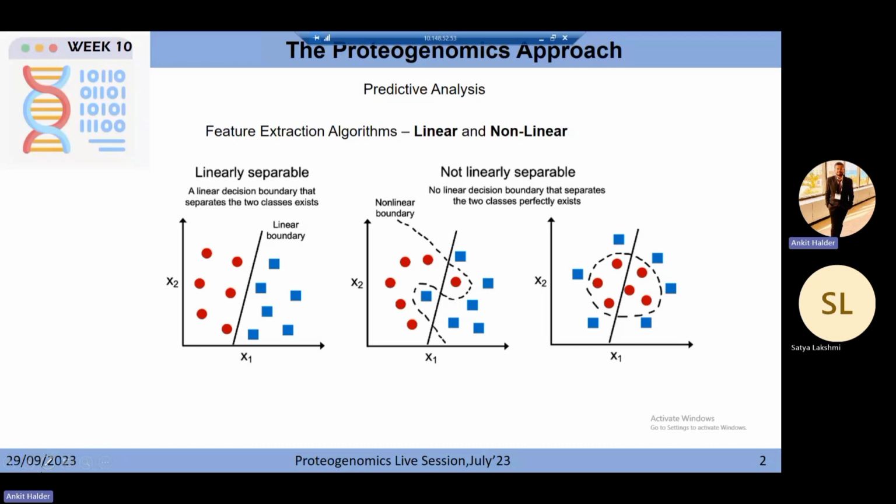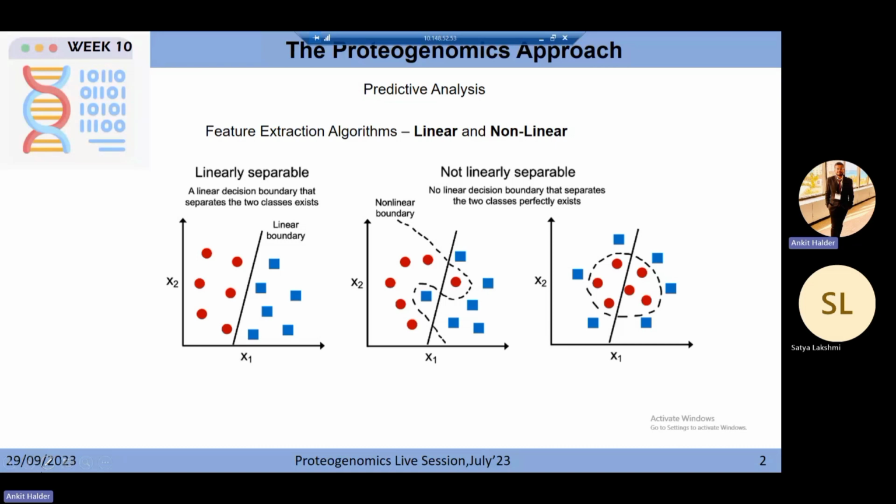So on the basis of all these things, if you want to do a prediction, which features would be able to predict the different classes or different grades of your diseases, or which classes of proteins would be able to predict the different conditions of a particular thing? Here we are trying to do a prediction, so the analysis is known as predictive analysis.